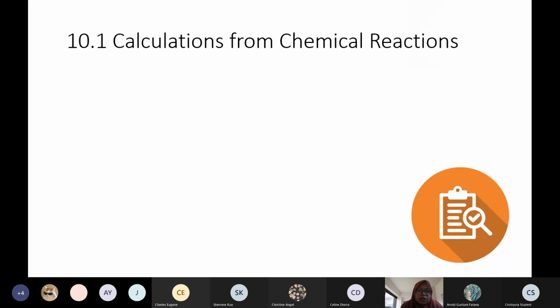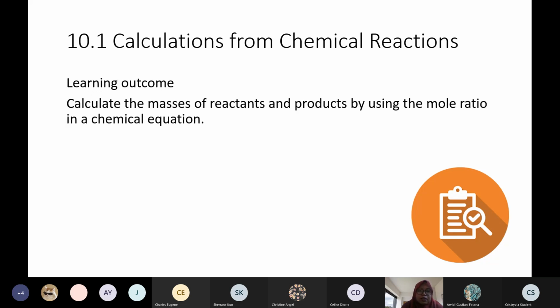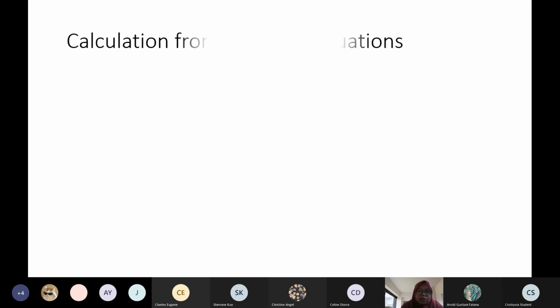And then today we'll discuss subtopic 10.1, calculation from chemical reactions. The learning outcome: at the end of the lesson, you should be able to calculate the mass of reactants and products by using the mole ratio in a chemical equation. Calculation from chemical equations.